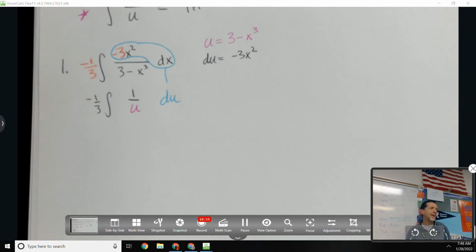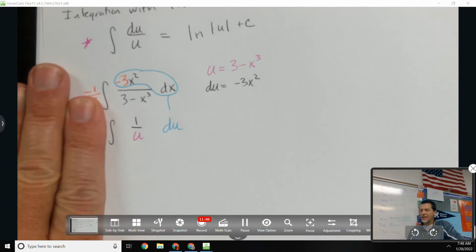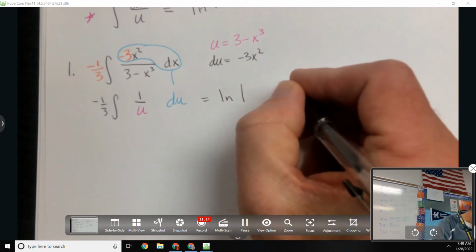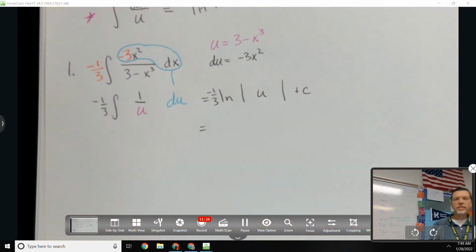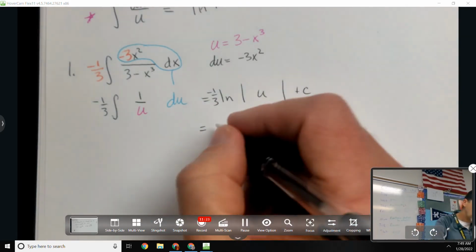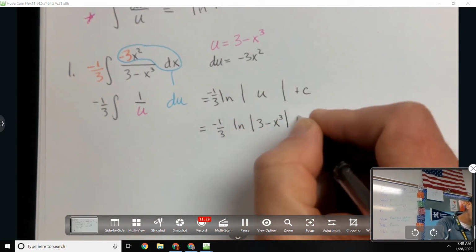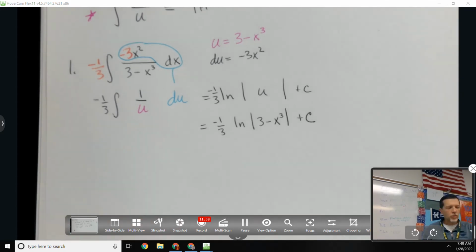Well, there's a whole lot of that today. The antiderivative of 1 over u du is what? That's the natural log. Natural log of the absolute value of u plus c. Negative 1/3 still there. So negative 1/3 natural log of 3 minus x cubed plus c. So that one didn't have any trig in it at all. We'll get to the trig in a minute. That was the natural log type problem.